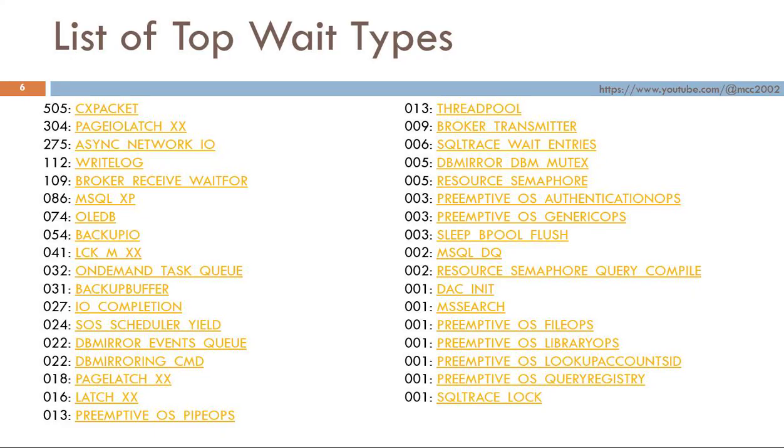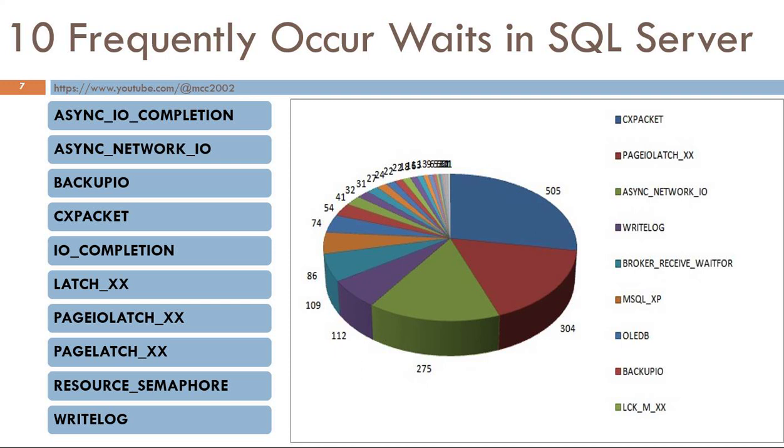This is a list of top wait types, the very frequently used wait types that you can mostly see in your environment: CX packet, backup IO, latches, page IO latches, page latches, resource semaphore, and write log. These are very frequent wait types in SQL Server.